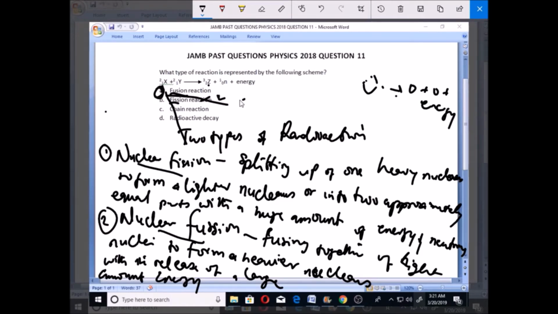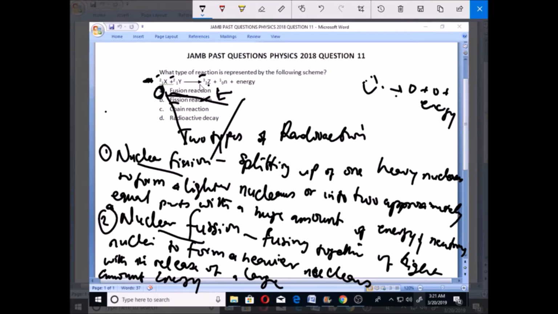So anytime you want to study this, please take note: you look at the nuclei you have on the reactant side. If they are smaller, like the case we have here, we have 2 and we have 2, but here we have 3. So we have smaller ones forming a bigger one with the release of energy. So we call it nuclear fusion. And that's why option A is the right answer.